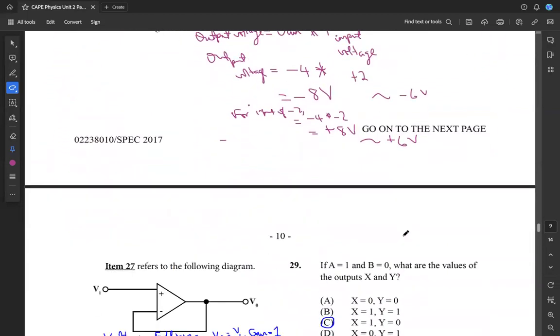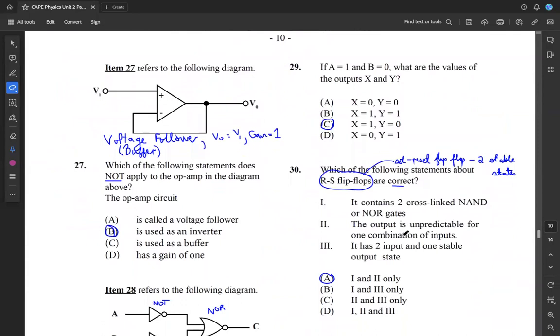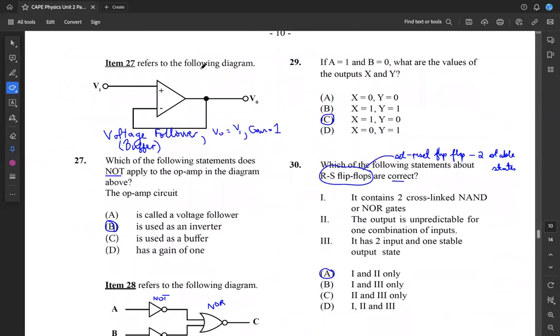All right. So going down to item 27 now. So item 27 refers to the following diagram, right? So we have this diagram here. Our input voltage is going into the what? Non-inverting node, right? Because that's a +1, so it's not going to invert your input. It's non-inverting going in, right? And then we see that we have this feedback situation here, and then we have our output voltage, right?